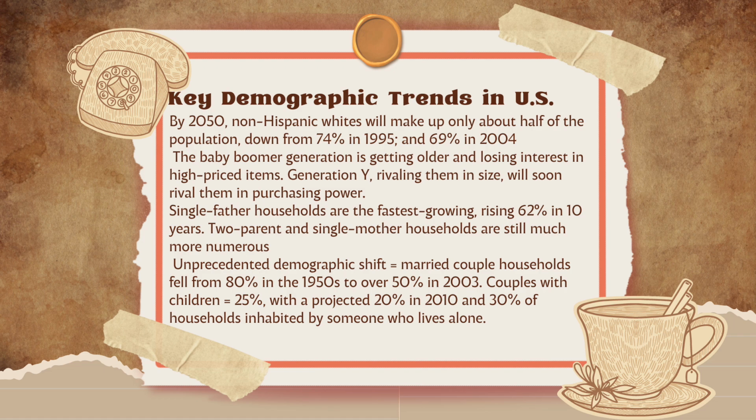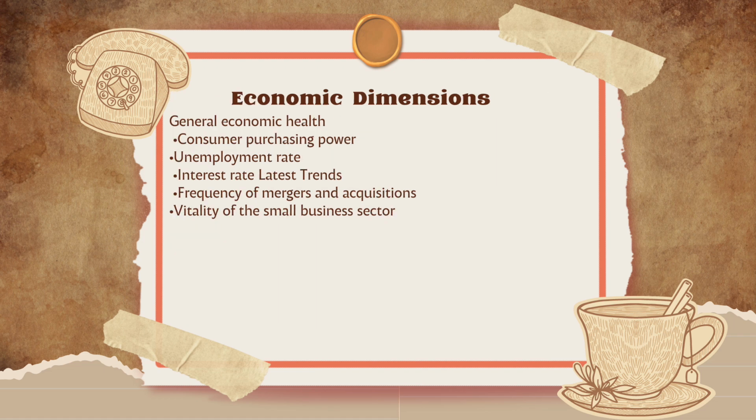Unprecedented demographic shift equals. Married couple households fell from 80% in the 1950s to over 50% in 2003. Couples with children equals 25%, with a projected 20% in 2010, and 30% of households inhabited by someone who lives alone. Economic dimensions. General economic health.